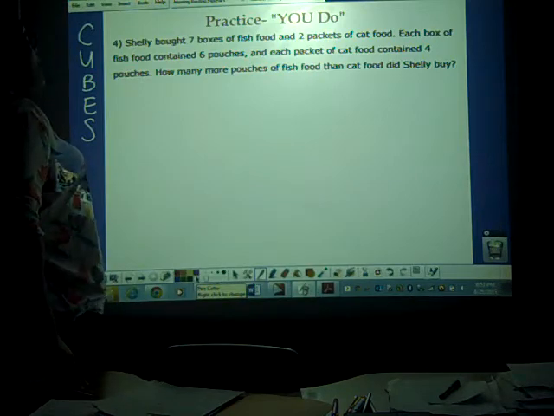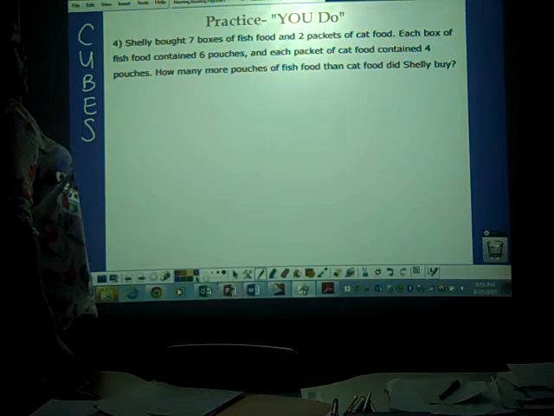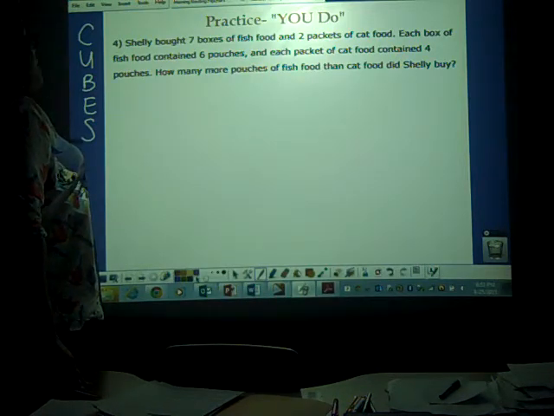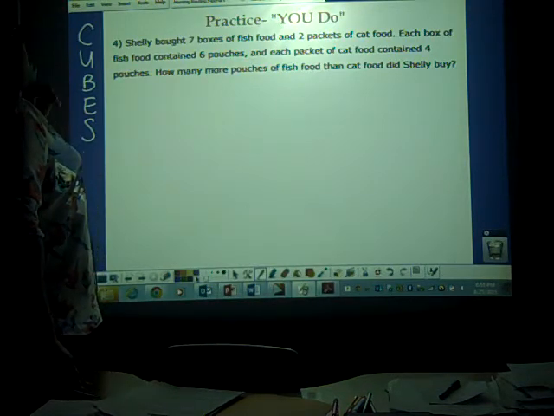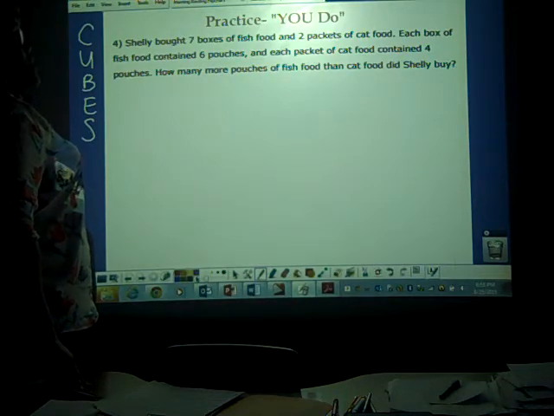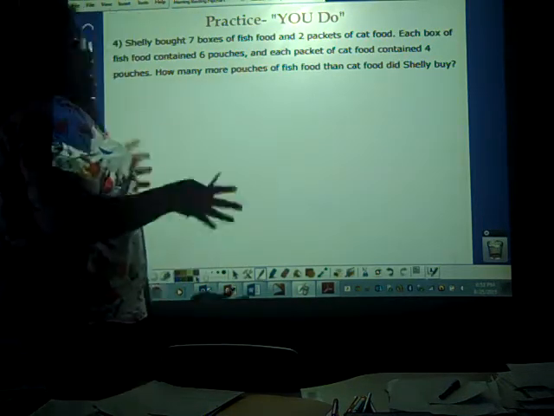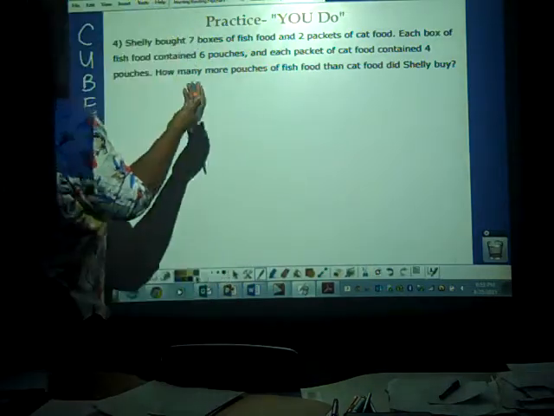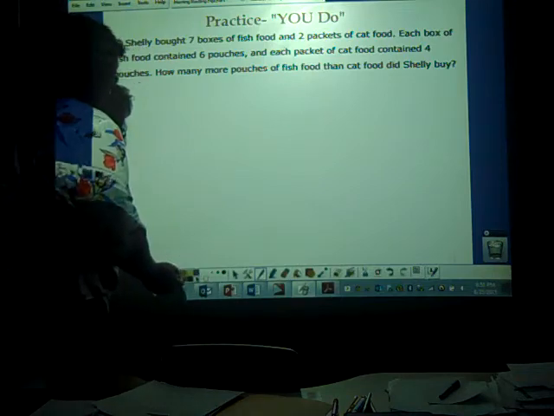Shelly bought 7 boxes of fish food and 2 packets of cat food. Each box of fish food contained 6 pouches. And each packet of cat food contained 4 pouches. How many more pouches of fish food than cat food did Shelly buy? In my head, I was imagining Shelly in line at the checkout counter at PetSmart buying these things. She has fishes and she has cats. All right, come on, Shelly.